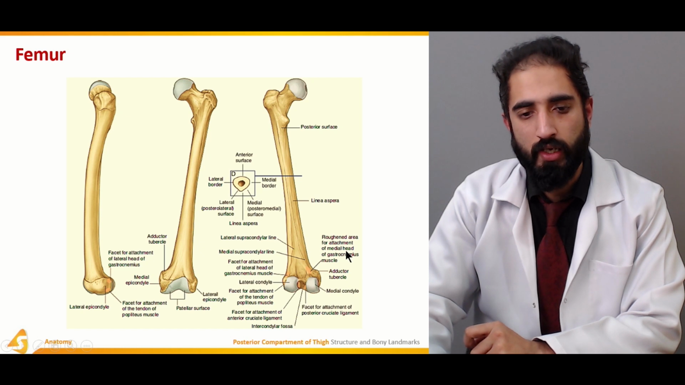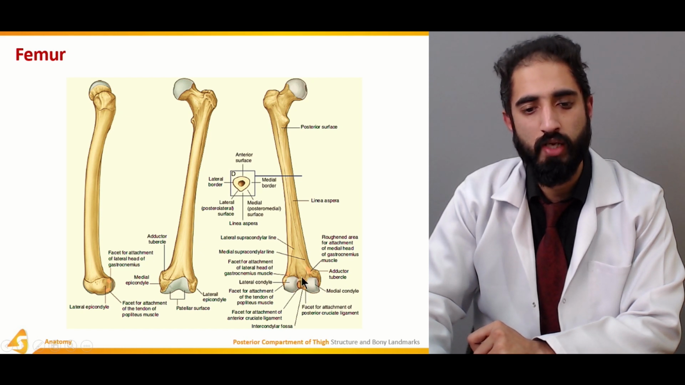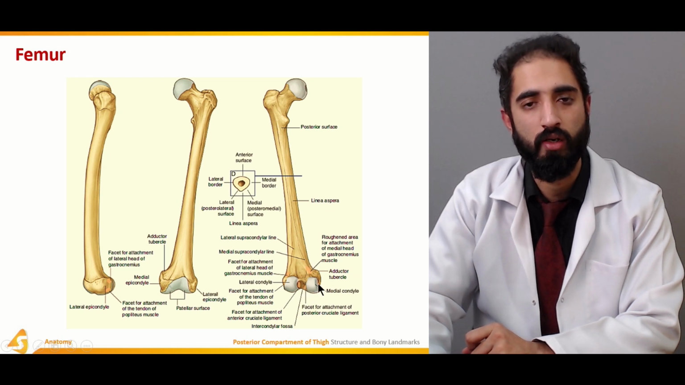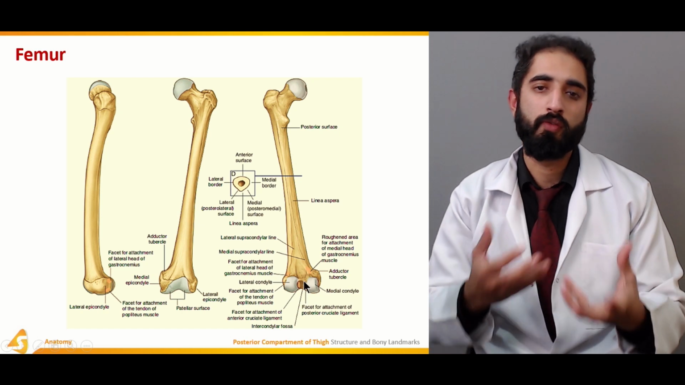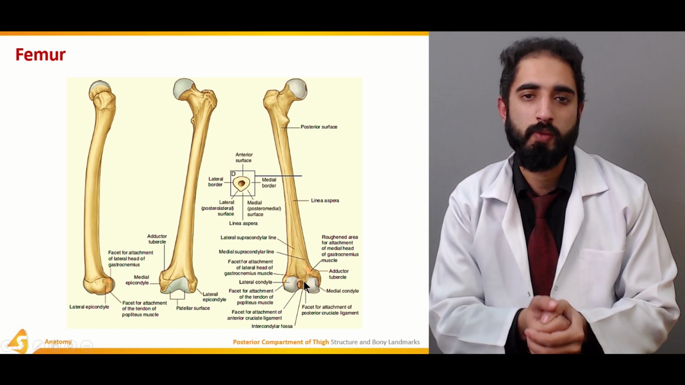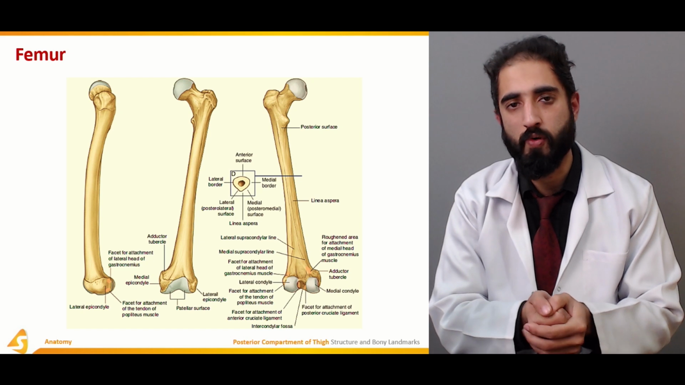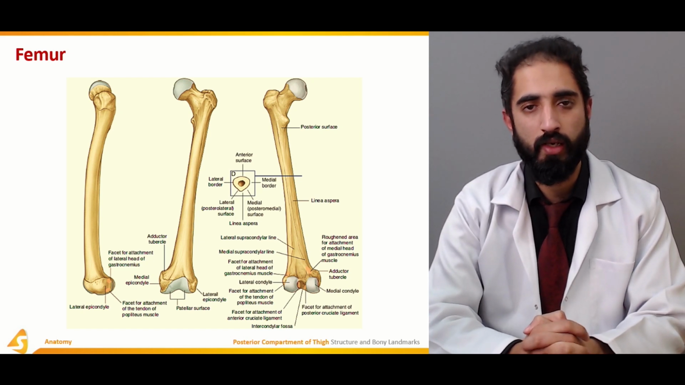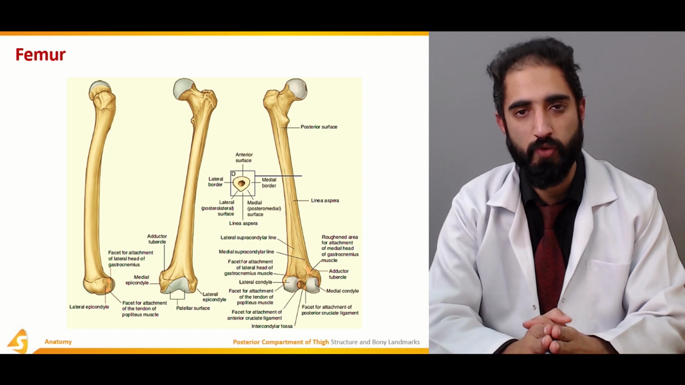Moreover, here if we take a look, we have these two condyles, and between those two condyles we have the intercondylar fossa, and this is the area around here where we have the popliteal fossa as well, which is formed by the biceps femoris, semitendinosus, and semimembranosus superiorly, and the two heads of the gastrocnemius inferiorly, and that makes a quadrilateral or diamond-shaped fossa.